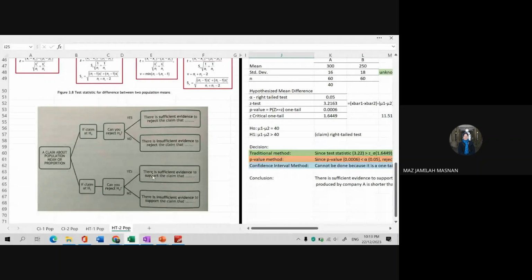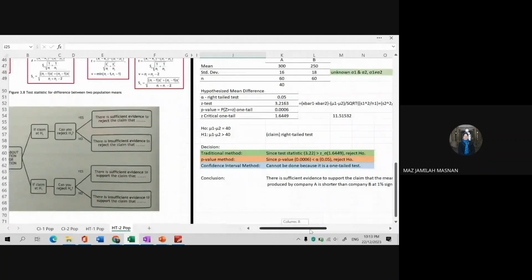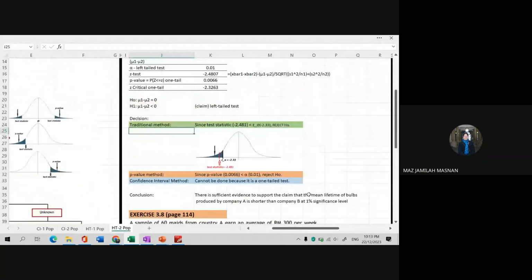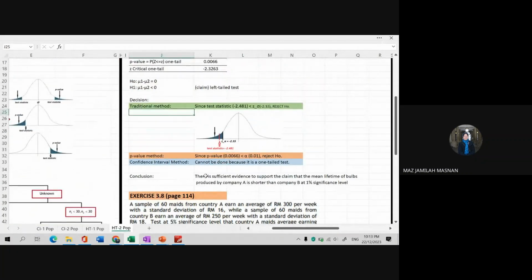Again, the claim is the alternative and you reject the null. So yes, there is sufficient evidence to support the claim. That's why in this case the conclusion says there is sufficient evidence to support the claim that the mean lifetime of bulbs produced by company A is shorter than company B at 1% significance level. That is using the traditional method.